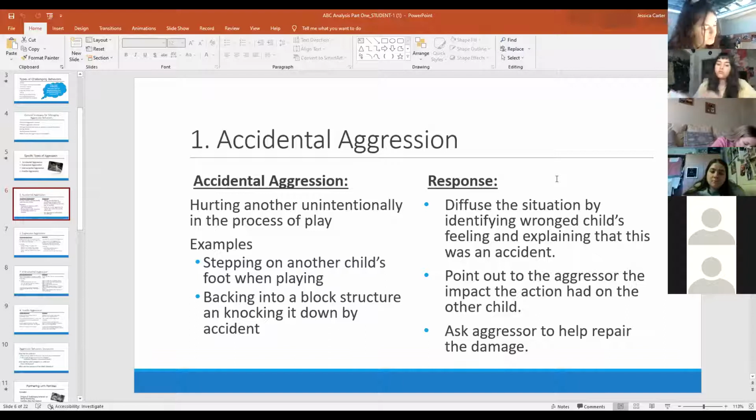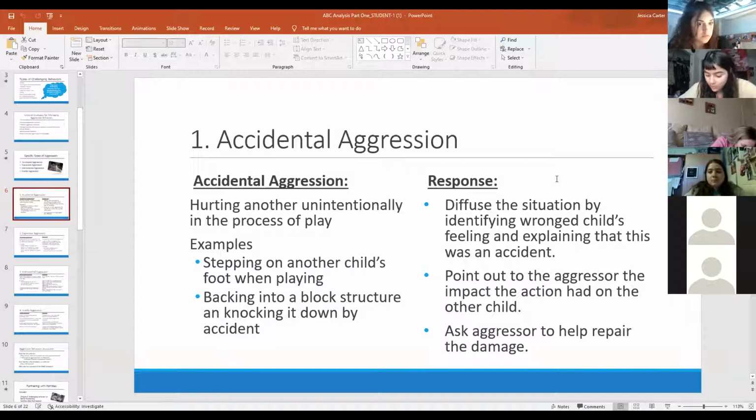Accidental aggression. This is obviously unintentional, when other children get hurt in the process of play. So it might look like you step on a child's foot when you're playing and the other child abruptly breaks down in tears, or backing into a block structure when you're playing in that center and knocking it down by accident. It's accidental aggression.